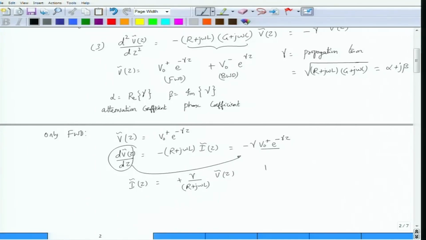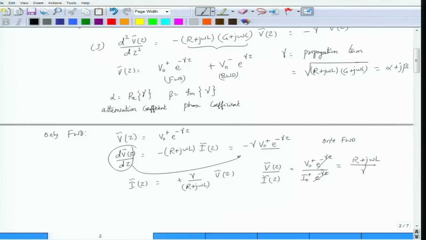Now if you take the ratio of voltage phasor to current phasor and recognize that the voltage phasor has an amplitude V0 plus and the current phasor could similarly have an amplitude of I0 plus, and the same e to the power minus gamma z kind of propagation, what you are really looking at is the amplitude ratios of the forward going wave. This is very crucial, amplitude ratios of only the forward going wave, and that ratio can be seen to be R plus j omega L by gamma.